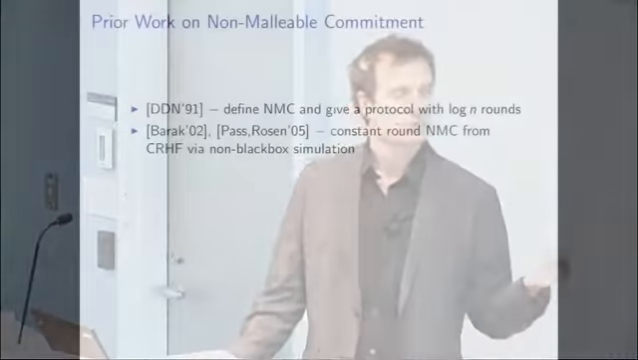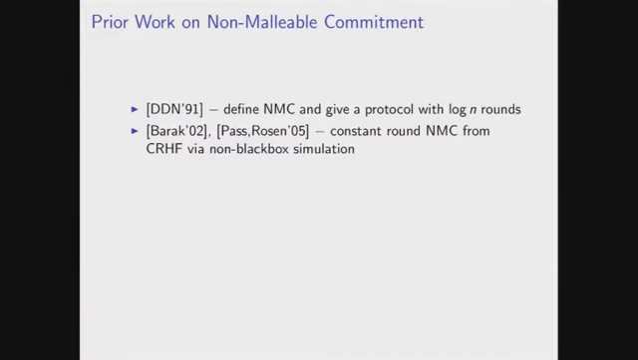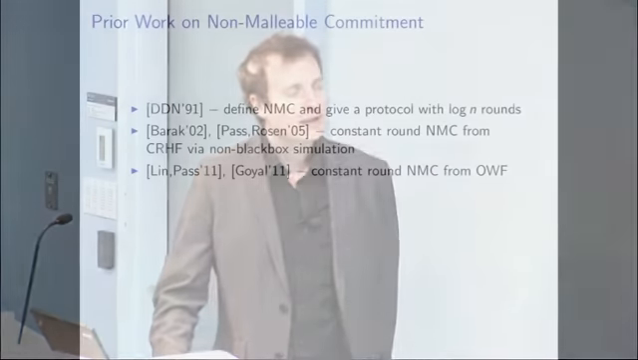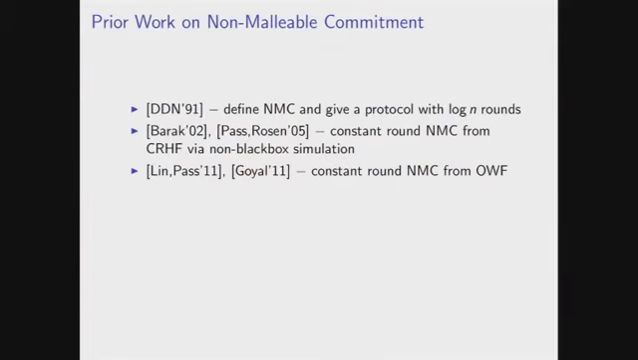Then about 10 years later, Barak, and then again Pass and Rosen, give a constant round non-malleable commitment using collision resistant hash and non-black box simulation. This is Barak's idea, and this was the 2-slot trick, the long-short. And then a few years later, Rachel Lin and Raphael Pass, and also Vipul Goyal, give constant round non-malleable commitment from one-way functions.